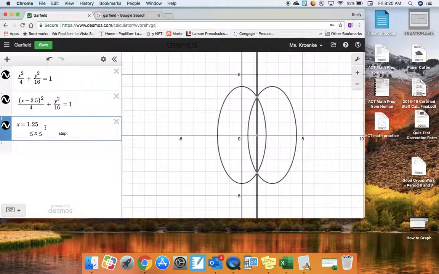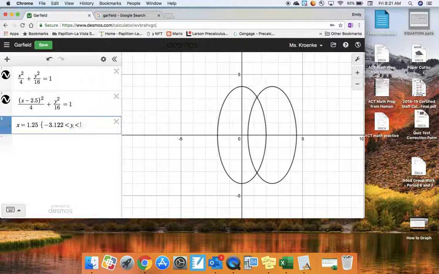And I don't want my line to extend past the eyes, so notice that the y-coordinate was 3.122 on the top and negative 3.122 on the bottom. So I can just put a space behind here, get my curly bracket, and say negative 3.122 is less than or equal to y is less than or equal to 3.122. So now my line only shows up in between those 2 points.